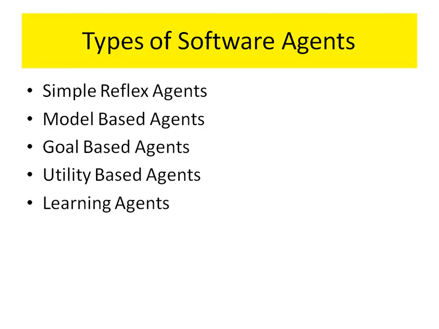Then we have the learning agents. Learning agents are the ones which have a model, goal, and utility, and at the same time, if they make a wrong decision, they will try to correct themselves. A lot of diagrams are there for each of these agents, and they are common across all the learning platforms. So you can get those diagrams from any of the learning platforms for free.